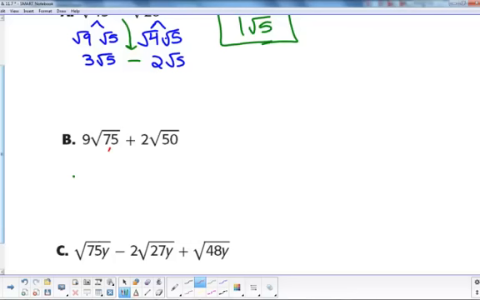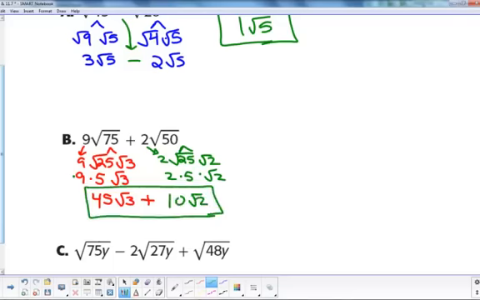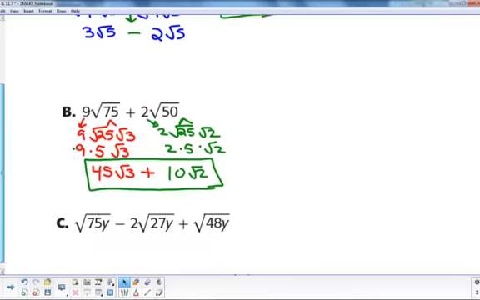75 is 25 times 3. Let's keep bringing our 9 down so we don't forget it. So this is really 9 times 5 times root 3. So that'd be 45 root 3. Plus 50 is 25 times 2. And let's bring that 2 down. So this is really 2 times 5 times root 2. So this is 10 root 2. We cannot put those together because a root 3 and a root 2 are not like terms. So we're done.